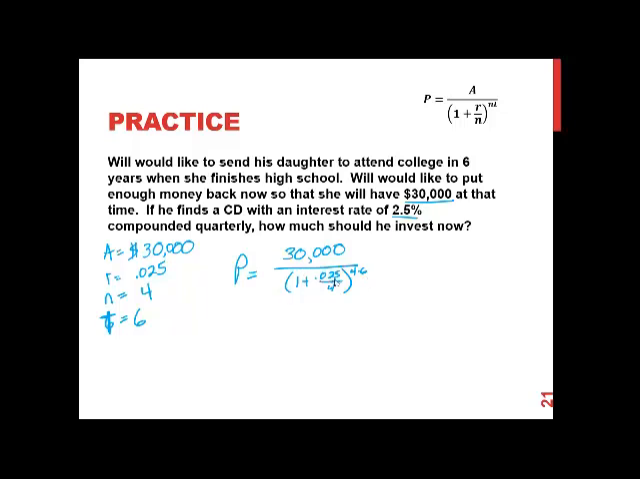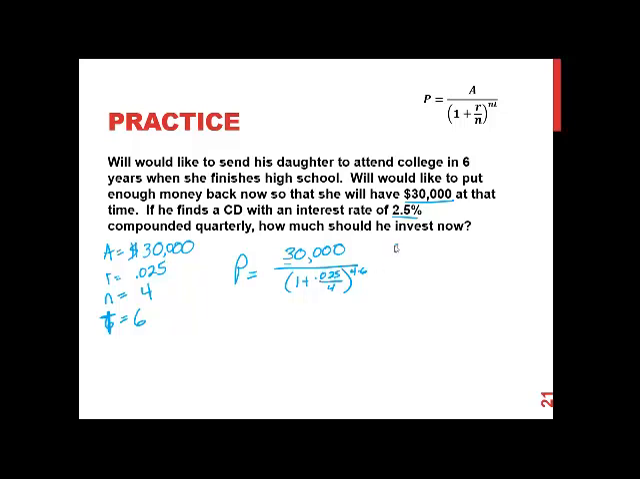So if we attack this the way we did before, I'm going to look at this glob in the bottom first. 0.025 divided by 4 equals, plus 1 equals, raised to the 24th equals. At this point you can either write that down, whatever's on your screen, or you can save it to memory, because we're going to need to take 30,000 divided by whatever that number is. Let's see what that number is real quick.